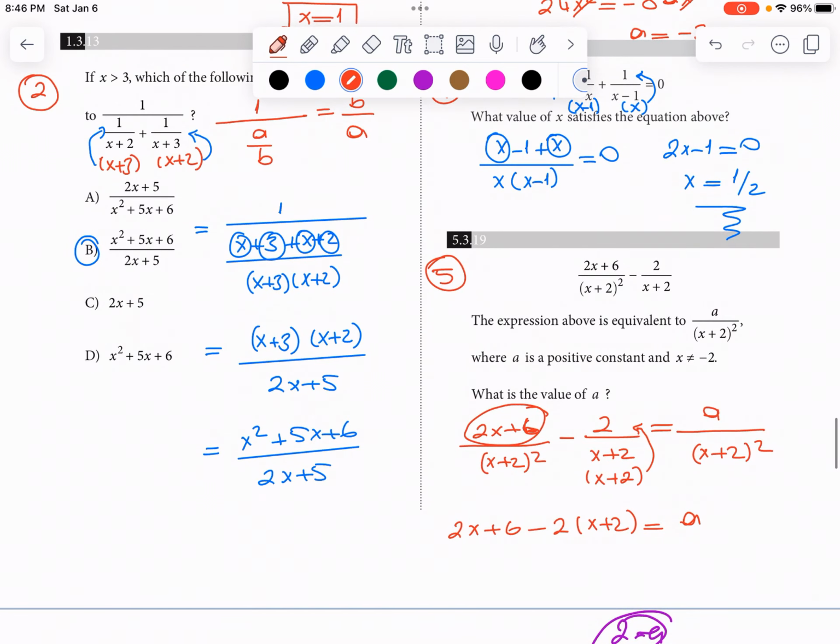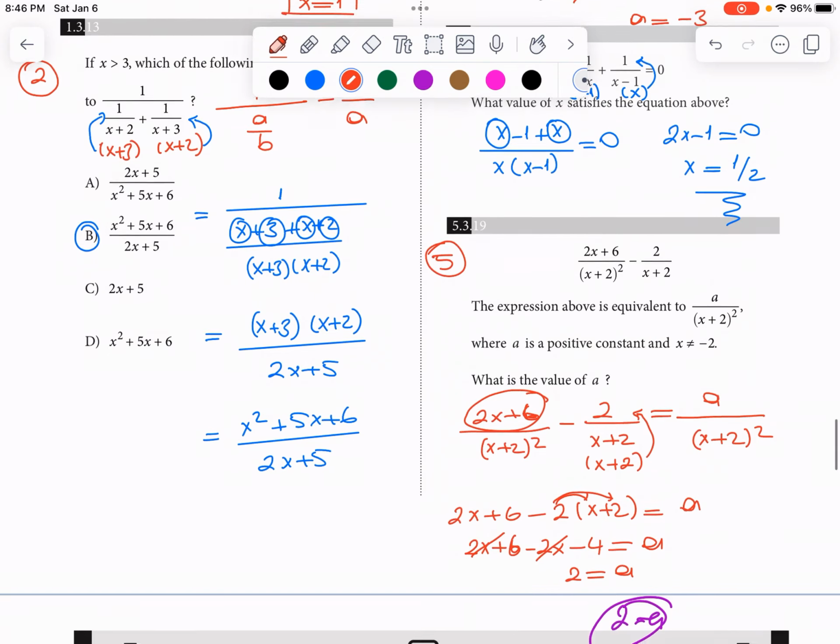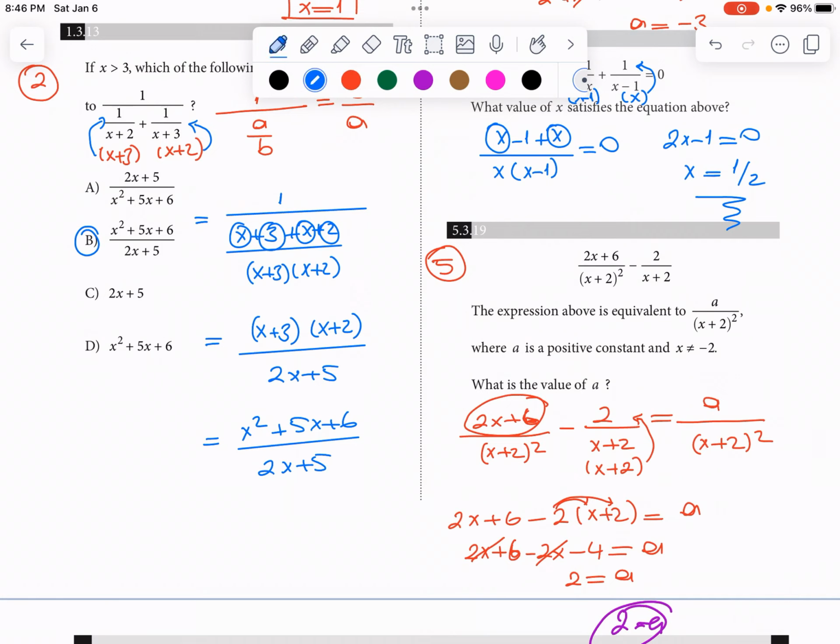Okay, then we can derive the equation. 2x + 6, -2 times x is -2x, -2 times 2 is -4, which is equal to a. So 2x and -2x cancel out. We have 6 - 4 on the left hand side, which makes 2. So 2 is equal to a. So the final answer for a is 2. The value of a is going to be equal to 2.